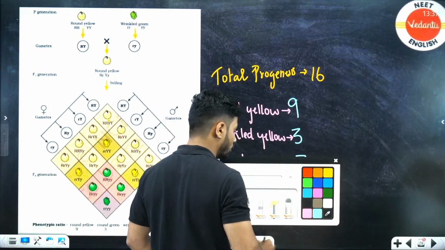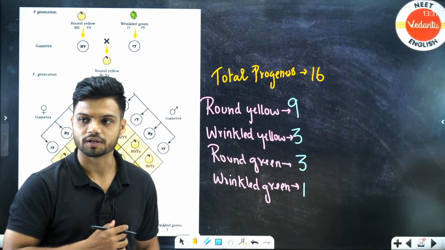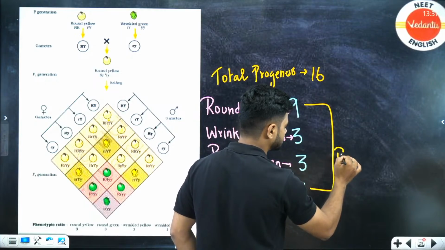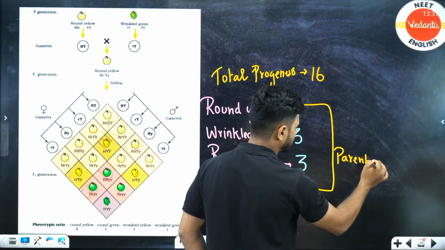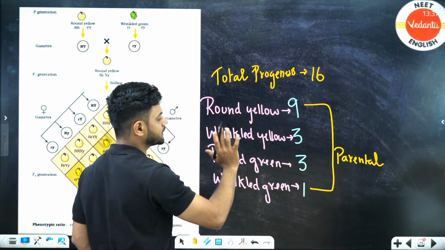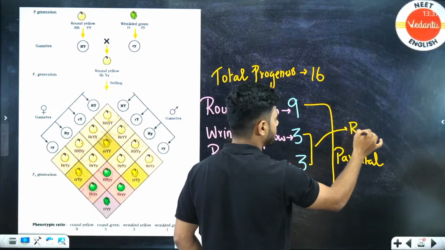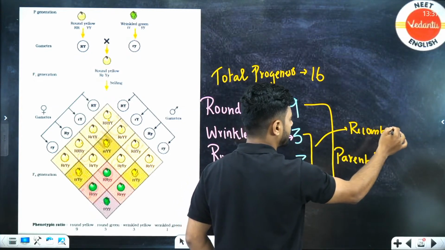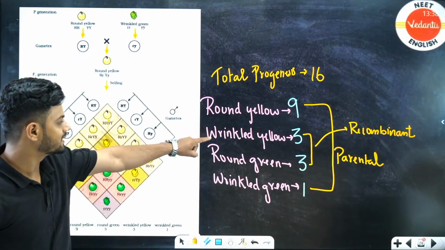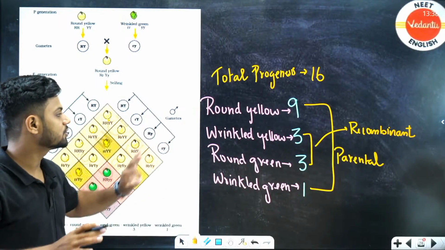One more thing which is very important, students: all the questions you'll be able to solve here depend on understanding that these two are parental. Parent was round yellow, dominant, and wrinkled green, parent. These two, can you see, are recombinant type. Wrinkled yellow and round green are going to be your recombinant type.